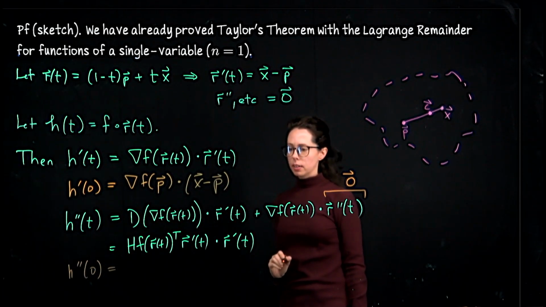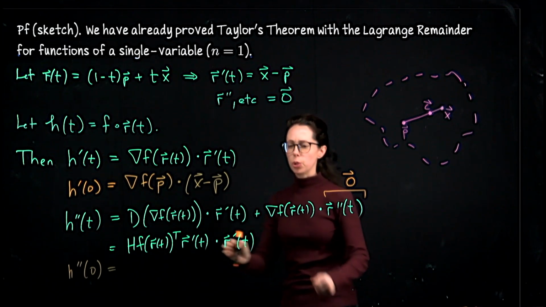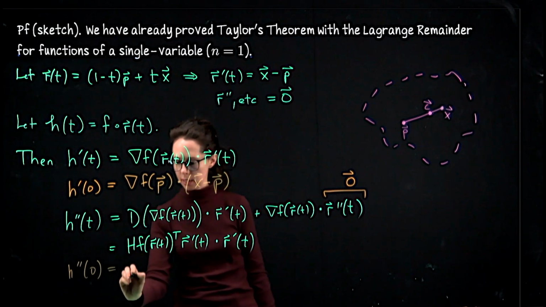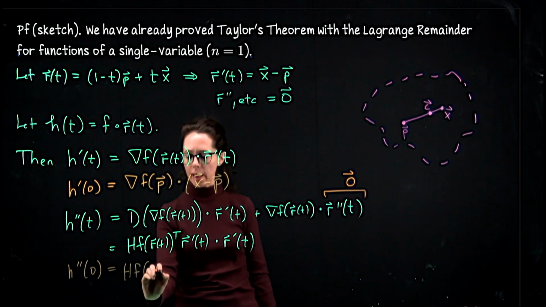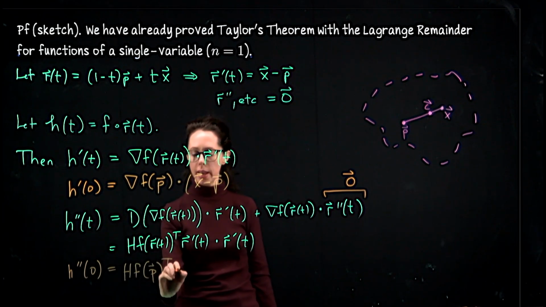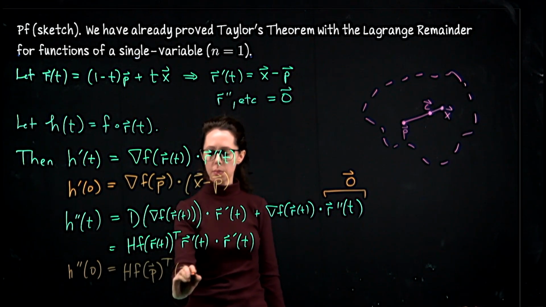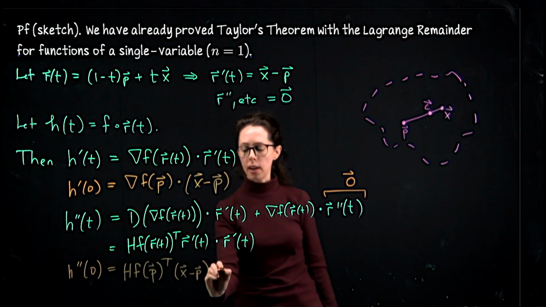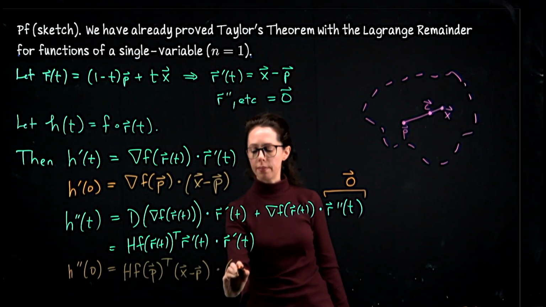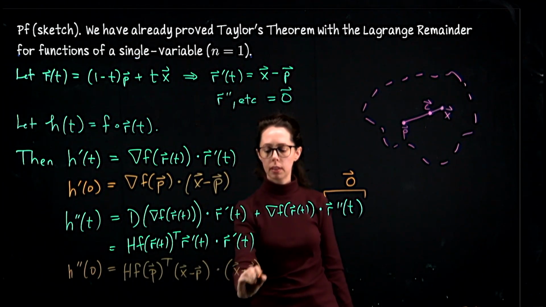let's just go ahead and plug it in. The Hessian of f at r of 0, which is p, we are going to transpose that and matrix multiply that with the vector x minus p, and then dot that with the vector x minus p.